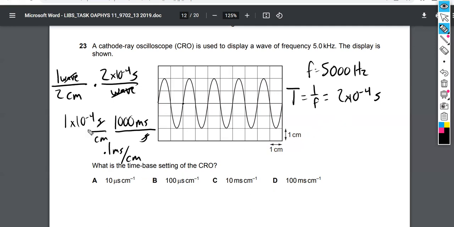So let me convert the time-based setting again. The correct time-based setting is 1 by 10 to the negative 4 seconds per centimeter. Now we'll convert to microseconds. There is 1,000,000 or 10 to the 6 microseconds per second. So when you multiply 10 to the negative 4 by 10 to the positive 6, you get 10 to the 2 or 100. So 100 microseconds per centimeter. So each square represents 100 microseconds of time.